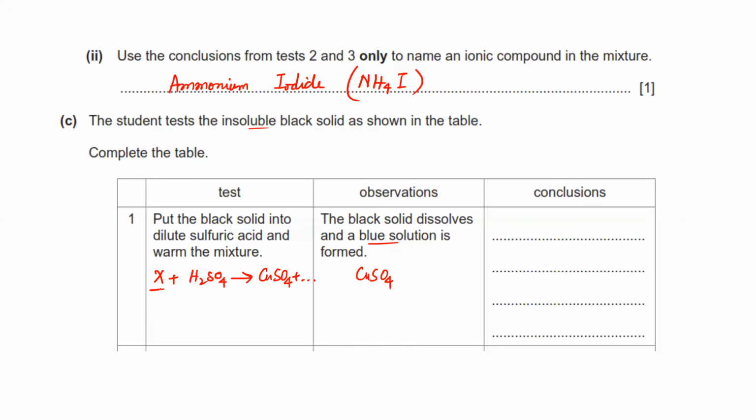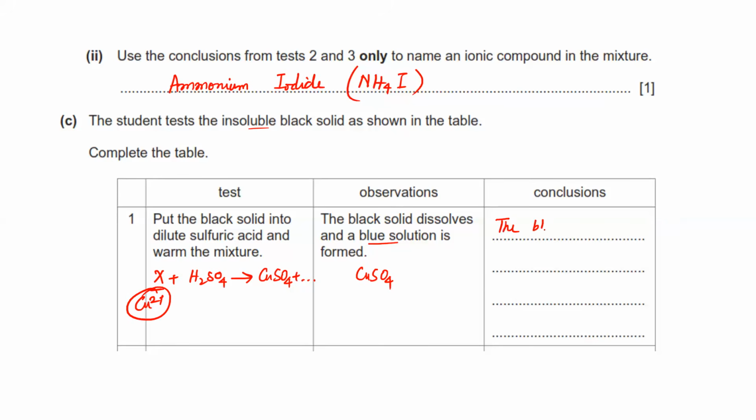And we have to identify this X. What we can say about this X is that the black solid contains copper ions, say Cu2+ ions, and it can be any oxide of copper. So just write it that way.